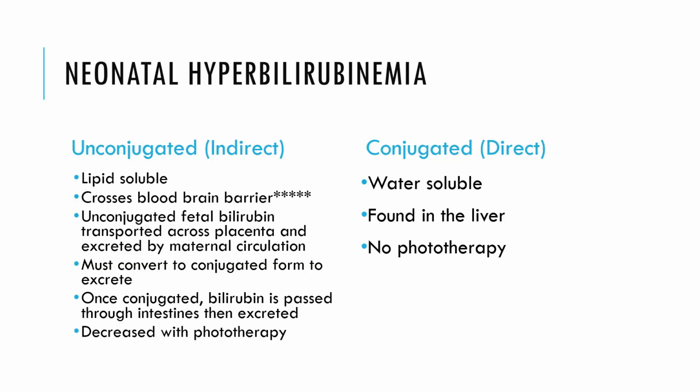Unconjugated fetal bilirubin is transported across the placenta and excreted by the maternal circulation. And I think this is good to mention because while in utero, bilirubin is never really a problem. I say that because there are some situations where you have a lot of hemolysis going on, and so the baby's bilirubin level is high, but unconjugated bilirubin readily transports across the placenta. And so the mom's liver can do the majority of the work to conjugate and then excrete the bilirubin, no matter what kind of hemolysis rate you have going on in your baby.